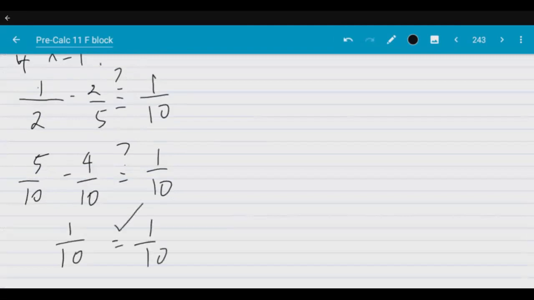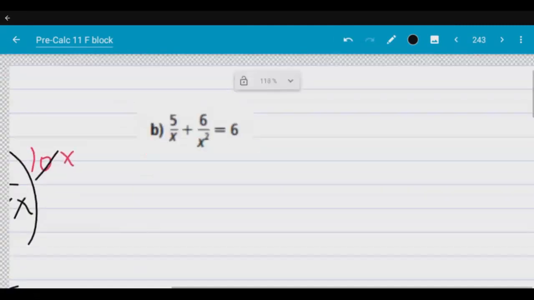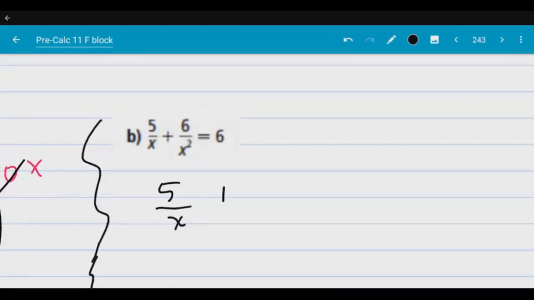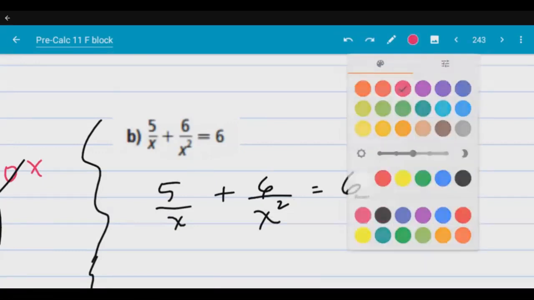All right. Next one. Letter B. So how do we get rid of the denominator here? It would be nice to just work with an expression or an equation without a denominator. If I multiply everything by x, we will still have to deal with this square. So what if we multiply everything by x squared?